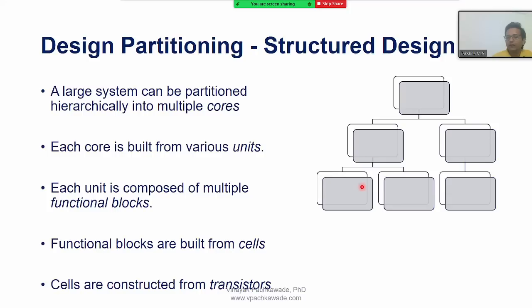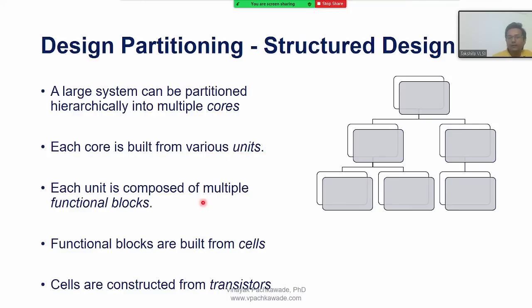In the processor you have the high-speed input-output interface, the data path, and the controller. In the memory you have some other functions. So each large system will be partitioned hierarchically into multiple blocks. Those multiple subsystems are called a core. You will often hear this word in the industry: core, design core or core design. Okay, and each core is built from various units, like I explained.